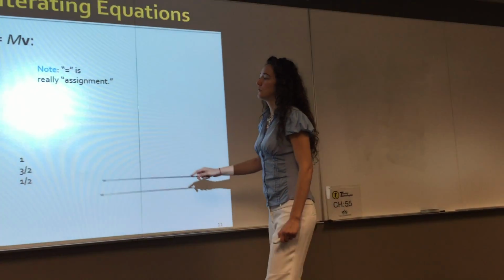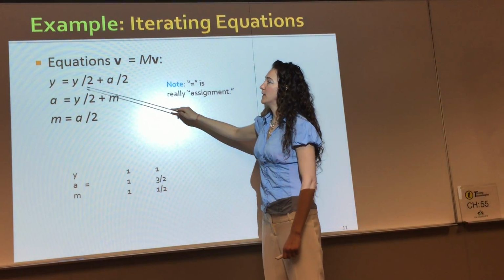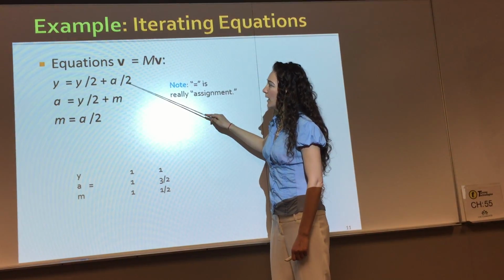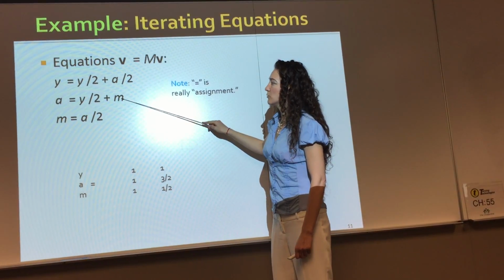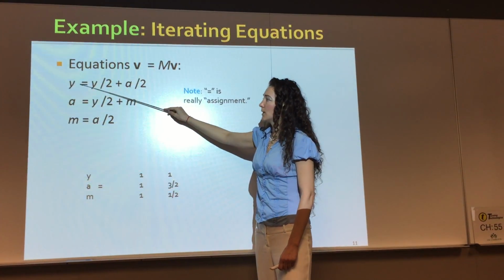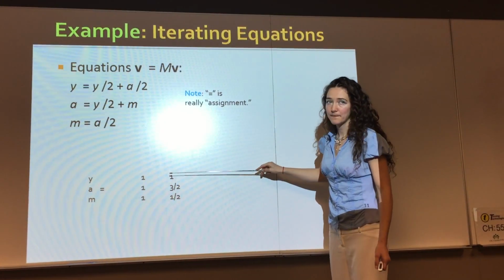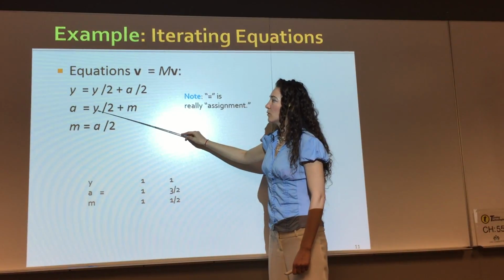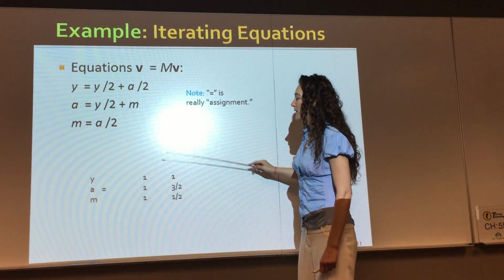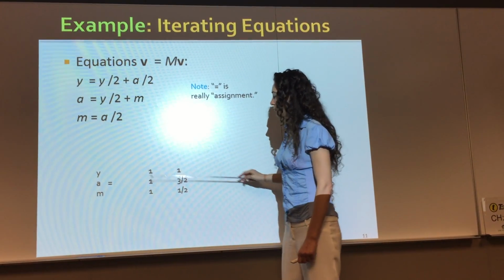So we're just going to replace to solve the equations. We will replace y with 1, so it will be 1/2, a with 1, so it will be 1/2, and m with 1, so this will be 1. Once we do that, the first equation becomes y is equal to 1/2 plus 1/2, so that's equal to 1. Then the next equation becomes a is equal to 1/2 plus 1, that is 3/2. And the next equation becomes m is equal to 1 over 2.